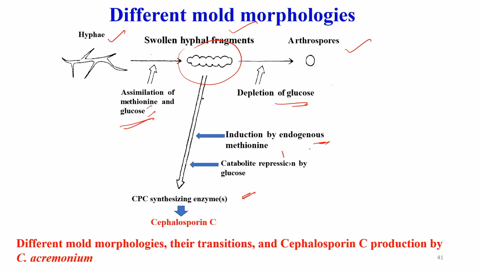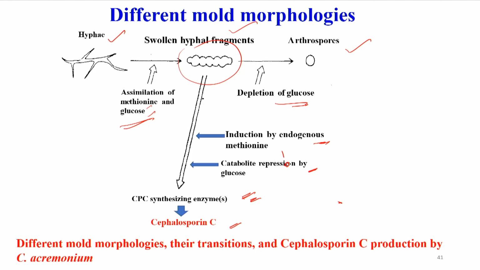and in this route you also see induction of endogenous methionine and then catabolic repression by glucose. Then this is the key enzyme, the CPC synthesizing enzymes, which lead to the formation of cephalosporin C.